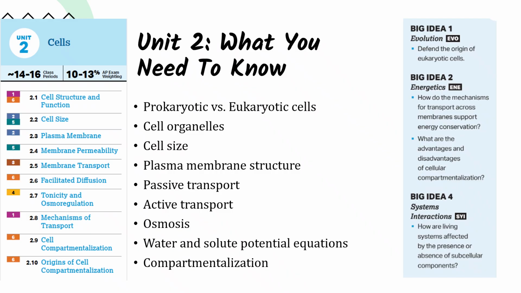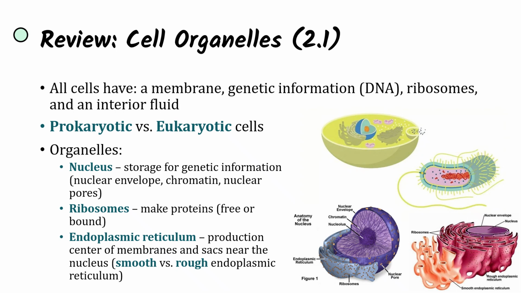Unit 2 was broken up into 11 subunits covering the different cell structure, all the organelles, and then moving on to the cell membrane, and we'll be reviewing all of that here. Unit 2 also covers 3 big ideas, including evolution, explaining the origin of eukaryotic cells; energetics, mechanisms for transport across the membrane, how they use energy, and the advantages and disadvantages of compartmentalization; and lastly, big idea 4, systems interactions, how living systems are affected by the presence or absence of subcellular components, which all ties into these key points within Unit 2. First up, we've got to review the cell organelles.